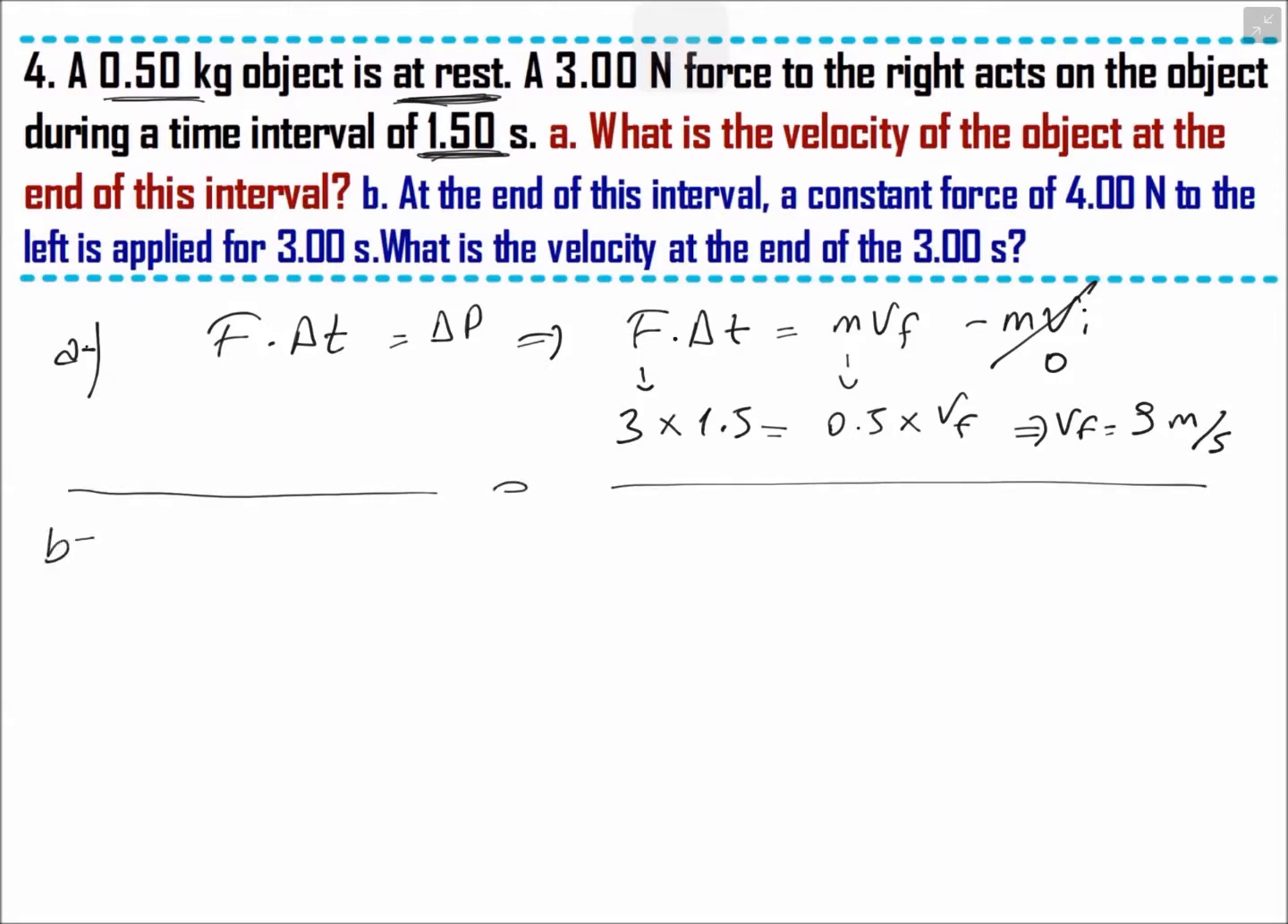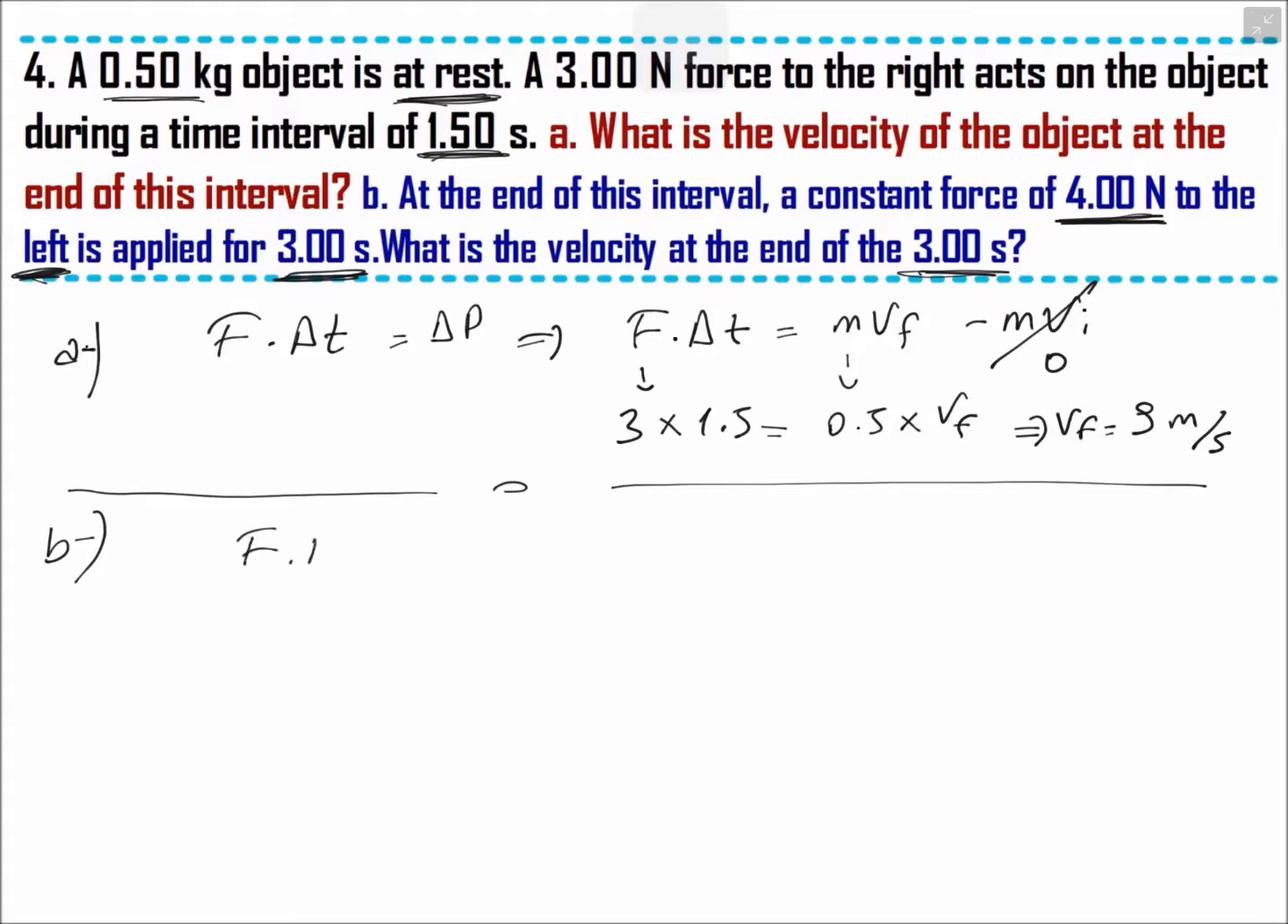And at part B, it says what? Let's see. At the end of this time interval, a constant force of 4 Newton to the left. That's important, left. It's applied for 3 seconds, so time is 3. What is the velocity at the end of the 3 seconds? So now it's asking for final velocity again, but the object already has some velocity. Then a force is applied in the opposite direction. So we will calculate the velocity.